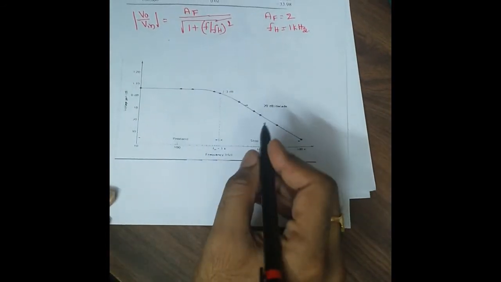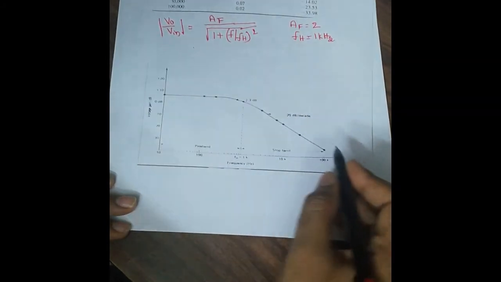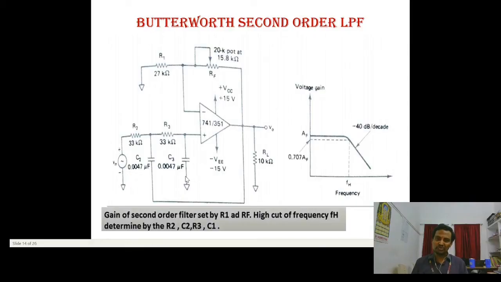Okay. In this way we construct the first order Butterworth low pass filter. But now we consider n equal to 2. If n equal to 2, that means it consists of two sections. One is R2, C2. This is one section of the filter. And the second section of the filter is R3 and C3. So this is also connected in the form of non-inverting mode.